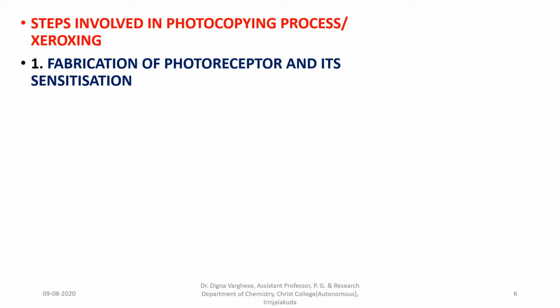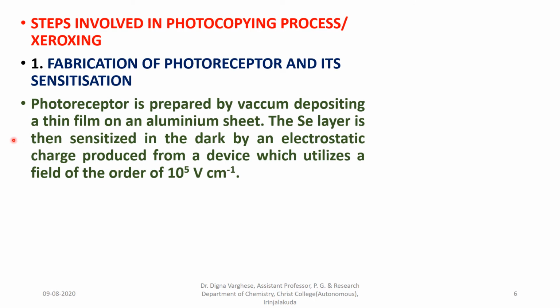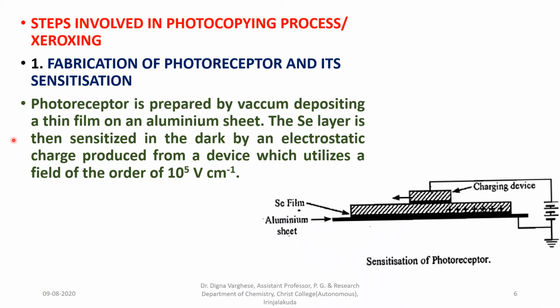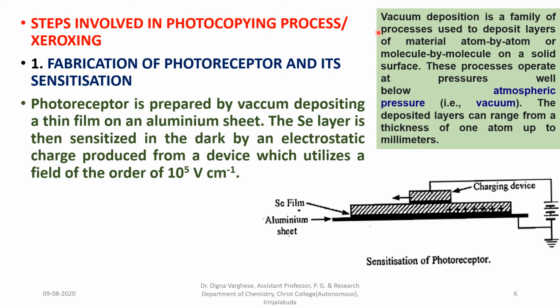The first step is fabrication of the photoreceptor and its sensitization. The photoreceptor is prepared by vacuum depositing a thin film on an aluminum sheet. What is actually vacuum depositing? A vacuum deposition is a family of processes used to deposit layers of material atom by atom or molecule by molecule on a solid surface. This process operates at pressures below atmospheric pressure, that is, vacuum.